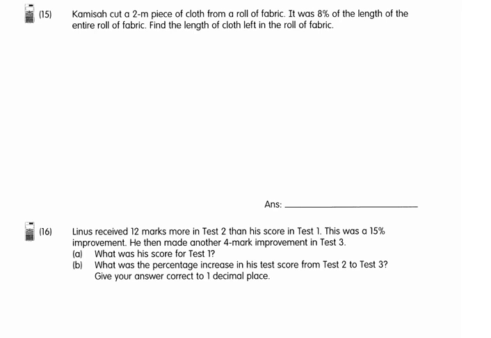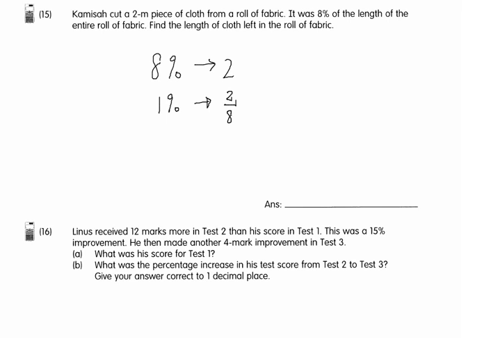Okay, let's go back. Kamisa cut a 2-meter piece of cloth from a roll of fabric. You have a roll of fabric, a roll of cloth. So she decided to cut a 2-meter piece from it. It was 8% of the length of the entire roll of fabric. So we know that this 8% is actually 2 meters. Correct? Okay. So I find 1% first. Don't actually need to simplify, just write 2 over 8.